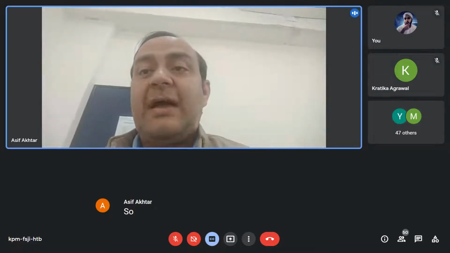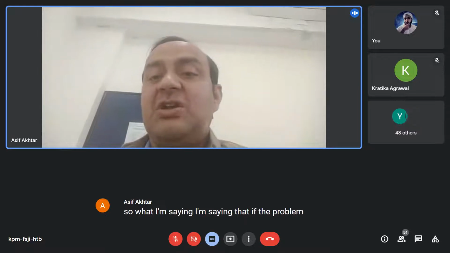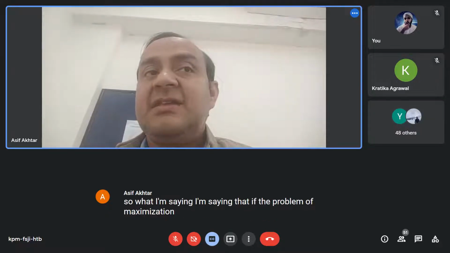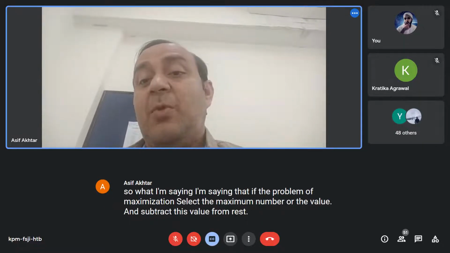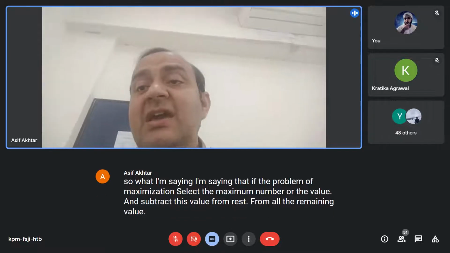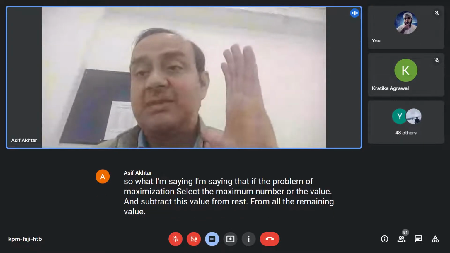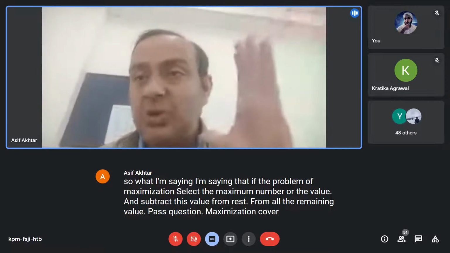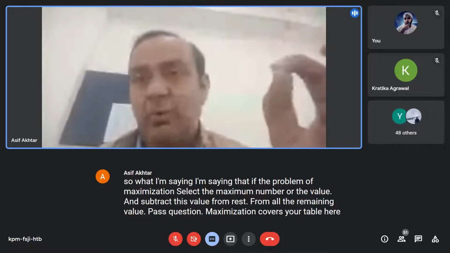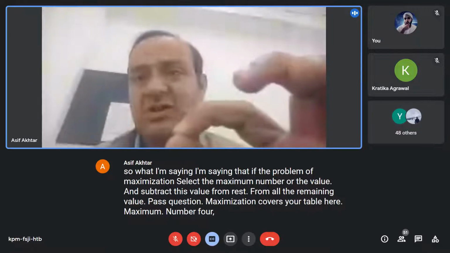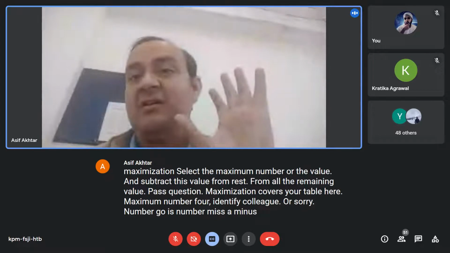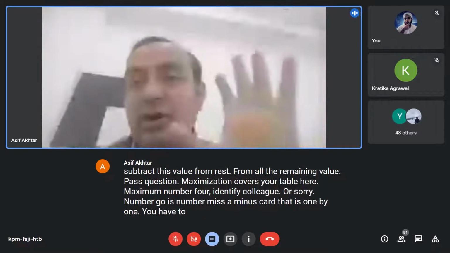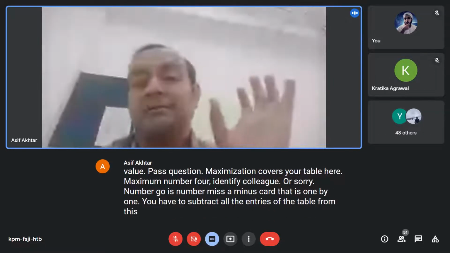So what I'm saying is that if the problem is of maximization, select the maximum number or value and subtract this value from all the remaining values. यानी कि जब आपके पास क्वेश्चन मैक्सिमाइजेशन का होगा तो आपके पास जो टेबल है उसमें से जो मैक्सिमम नंबर होगा वो आप आइडेंटिफाई कर लीजिए और सारे नंबर को इस नंबर में से माइनस कर दीजिए. That is, one by one you have to subtract all the entries of the table from this maximum number.